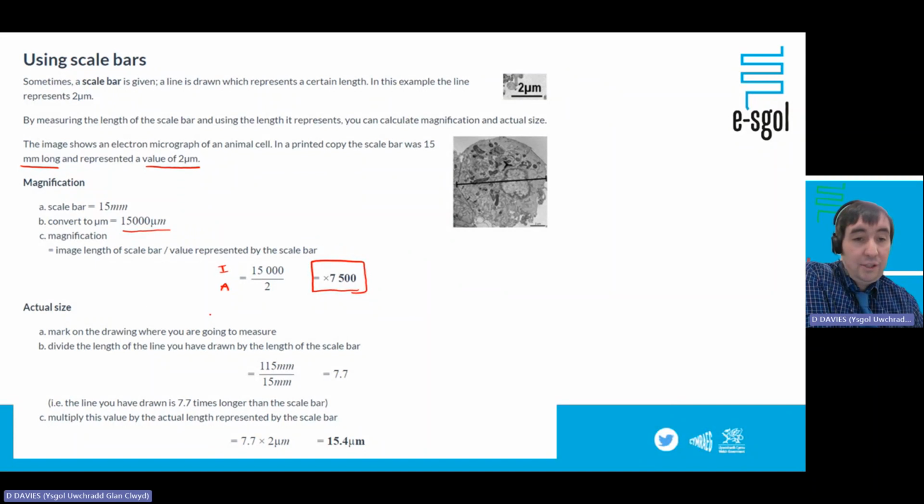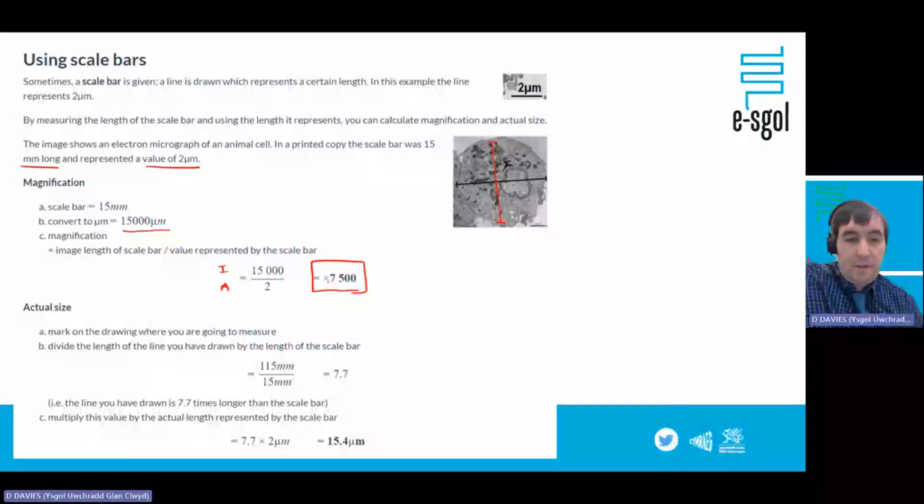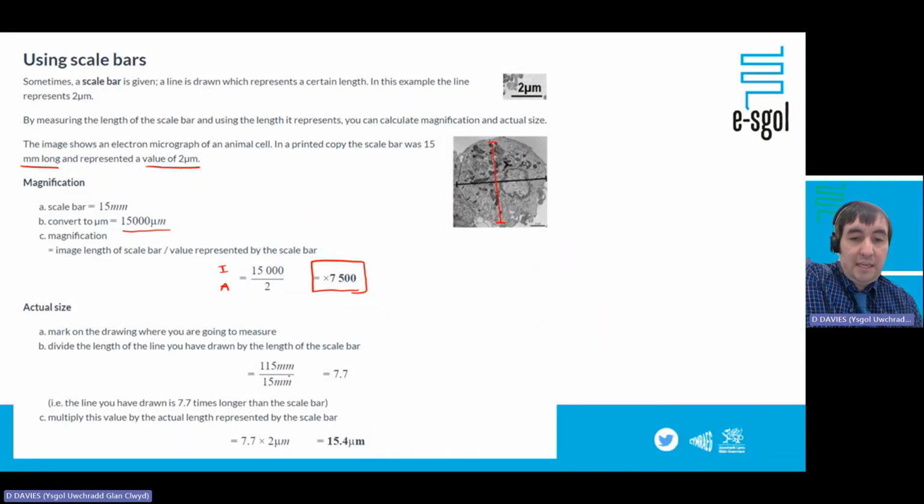Actual size using a scale bar. You mark on the drawing where you're going to measure, and divide the length of the line you've drawn by the length of the scale bar. So you have to put something on, you're going to put that one there, like that. You measure the length of yours, you measure the length of the scale bar, and you divide them. That means in this case the line that you've drawn is 7.7 times longer than the scale bar.